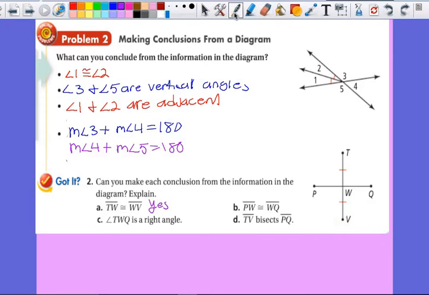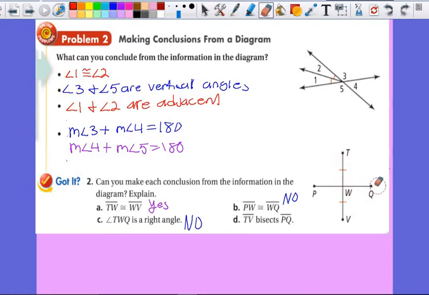The next one, for B, PW is congruent to WQ. This is the one that tricks most people. The problem is, is there anything saying that it's been split in half for sure? No, so you cannot actually prove it. You can think that it is, but in geometry, we like to have proof and evidence. Therefore, it's not going to work for us, all right? Next, we have that TWQ is a right angle. Again, it looks like it might be, but you cannot tell us without a doubt in your mind that it is. Therefore, the answer to that one is still no.